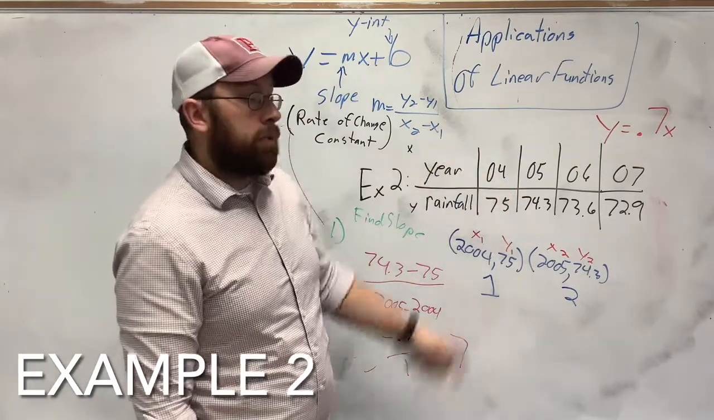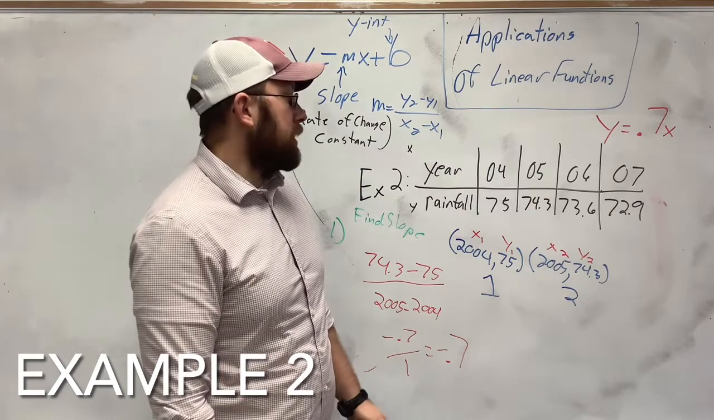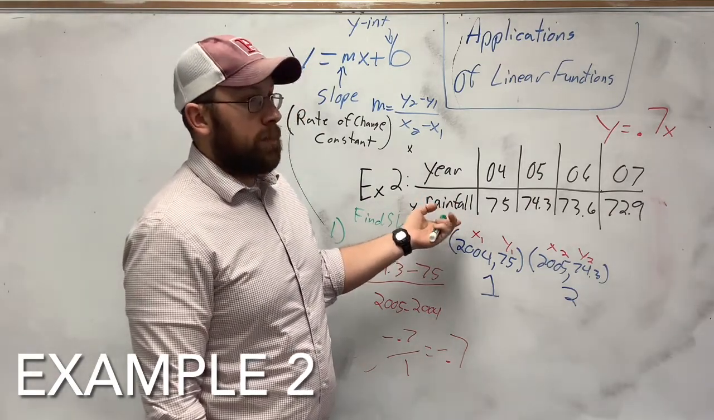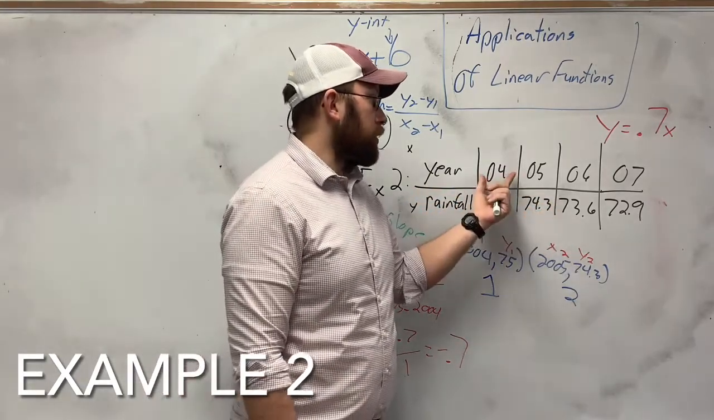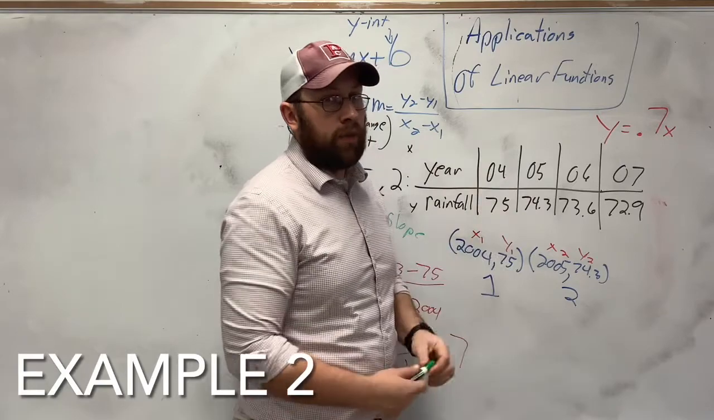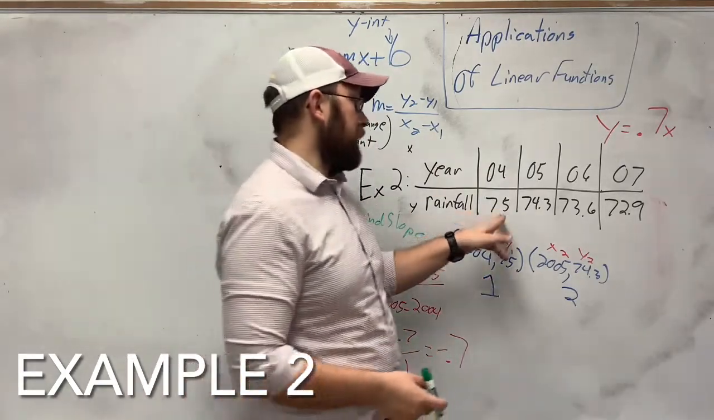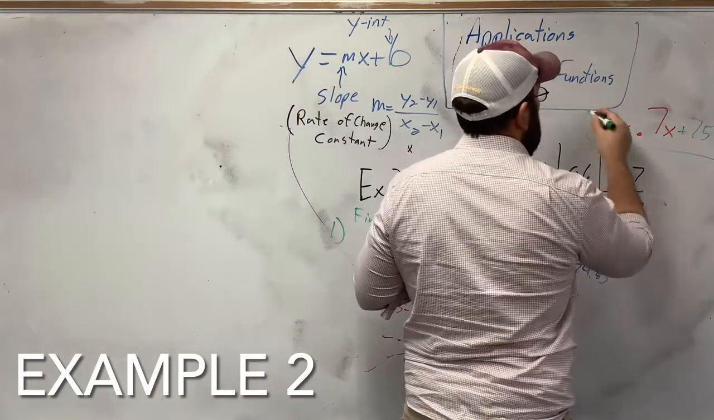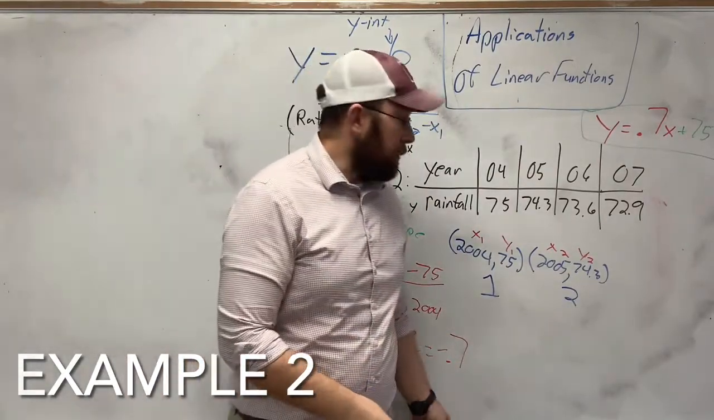But if this were a word problem, I would say, starting in 2004, they started taking the average rainfall of your backyard, all right? And this is what they got, all right? So starting at 04. If they start at 04, that means that is the very beginning. If you're looking for the beginning, that means 75 is your y-intercept, because that's where it starts. So that's your B, that's your y-intercept.